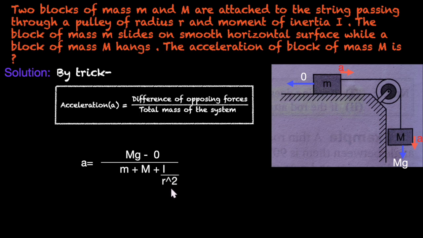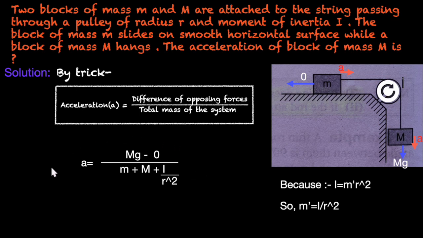So where should this I by R squared come from? As we all know, this pulley has some radius R and moment of inertia I, and it will be rotating. So it will have some moment of inertia as given in the question, and I'm supposing that it will be m dash R square, and m dash is the mass of the pulley. So after substituting the value, we got m dash is equal to I by R square.